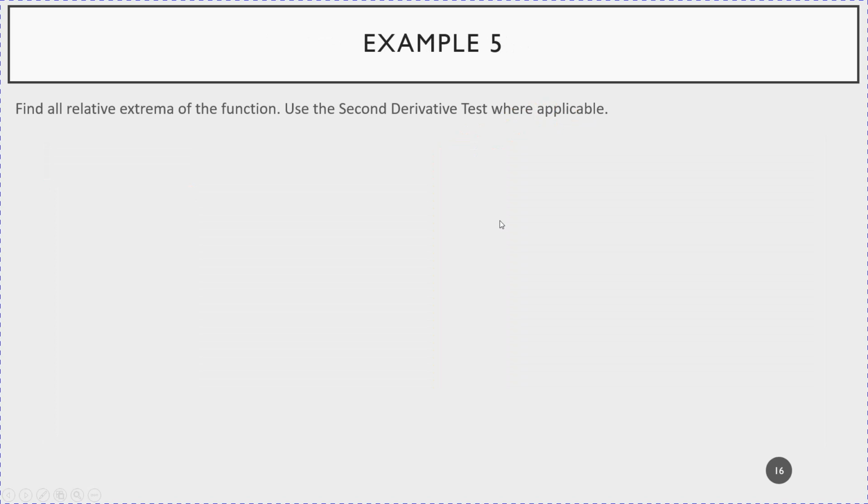So here's what we want to do. In this first example, I want to find all relative extrema of the function, and let's use the second derivative test where applicable. f of x for our first function here will just be a polynomial, 4x minus x squared. The first thing we have to do is find critical numbers. To do that, we take the first derivative, which is just 4 minus 2x, and set that equal to 0 and solve.